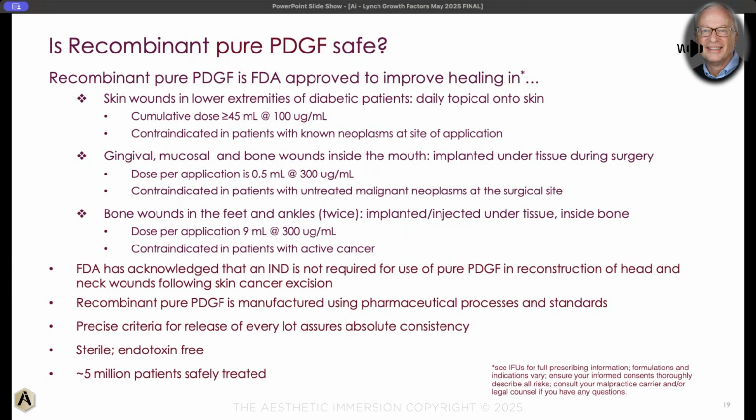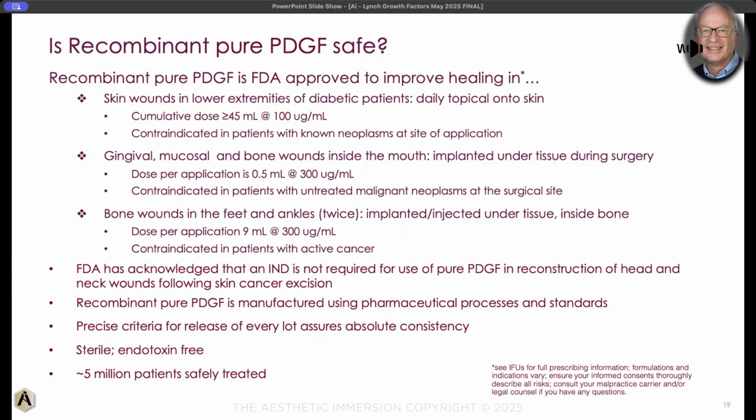But still, my point is this is a daily application, every day, onto these, as you saw, potentially huge, large open wounds. Typically, and this can vary, it'll take anywhere from 3 to 6 months of everyday use to try to heal those wounds. So you're talking anywhere from 90 to 120 applications onto an open wound. So that's perfectly safe. Okay.